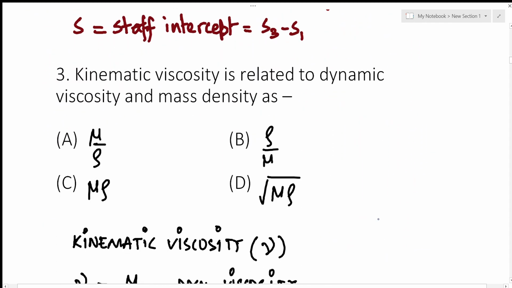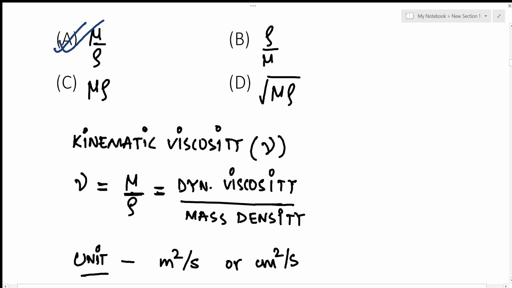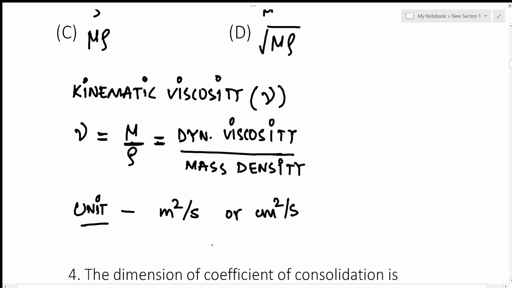The next question is kinematic viscosity is related to dynamic viscosity as. The answer would be A. The answer would be dynamic viscosity by mass density. Also, the unit of kinematic viscosity is meter square per second or centimeter square per second. So this is also asked.